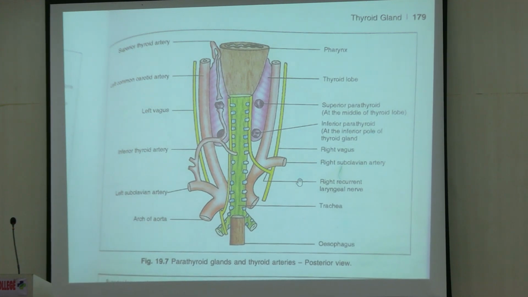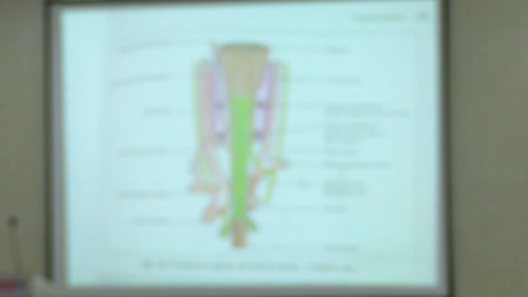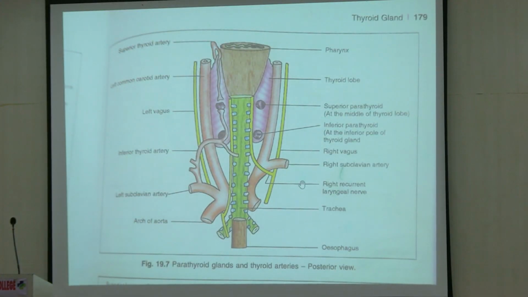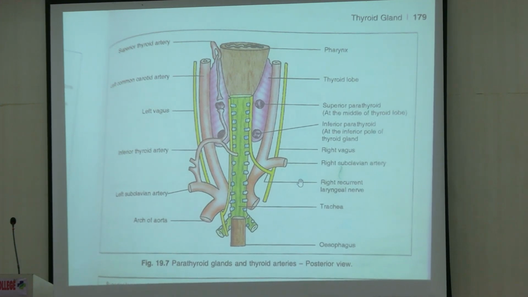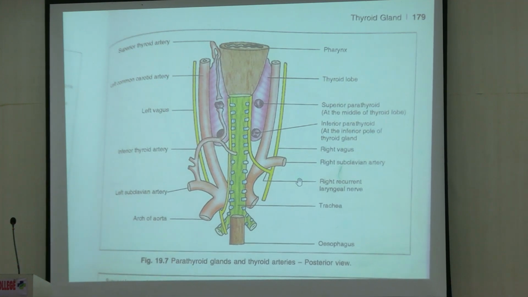Now venous drainage. What are the veins draining it? Superior thyroid vein, middle thyroid vein, and inferior thyroid vein. The superior thyroid vein will drain into the internal jugular vein.